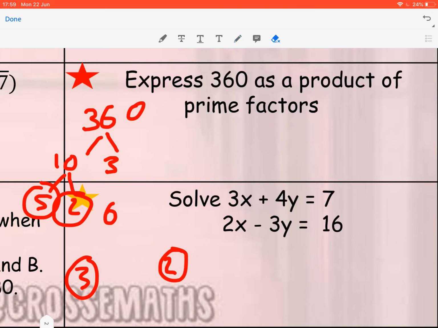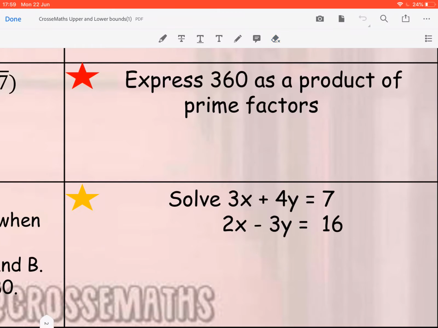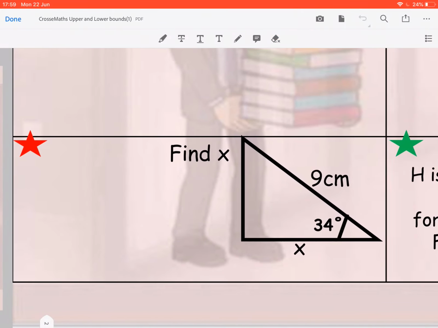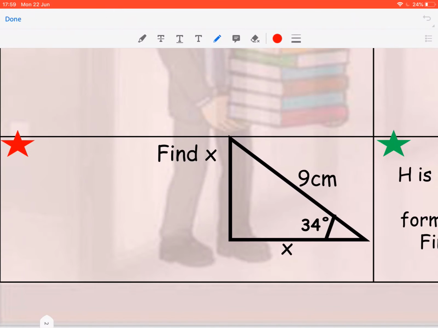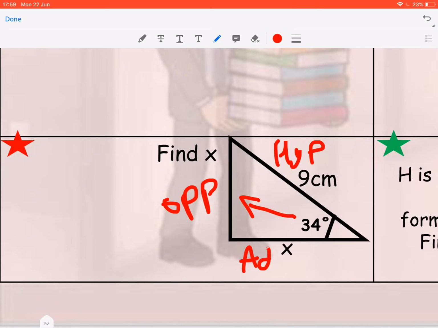Very straightforward topic, it's worth learning. Don't get any of your heavily intermediate topics wrong when you're in higher tier. This is another one that is heavily focused on intermediate pupils, but higher tier people take it for granted. So, I got my opposite side, because it's opposite the angle. I got my hypotenuse, and I got my adjacent, okay? I got my 3 sides.